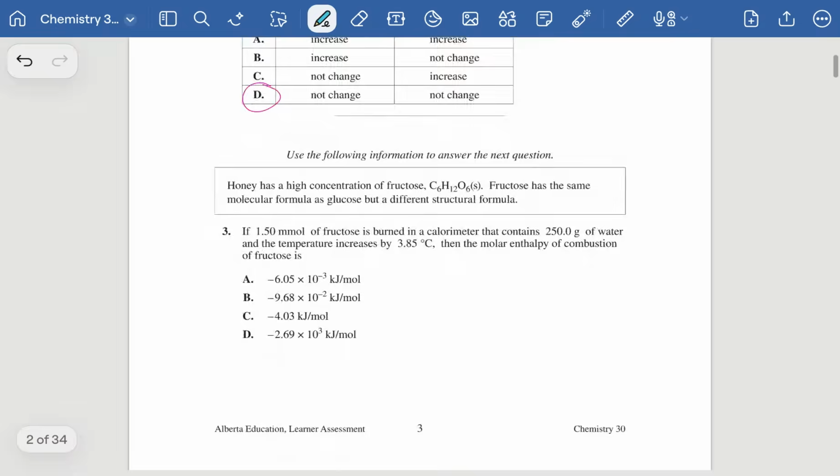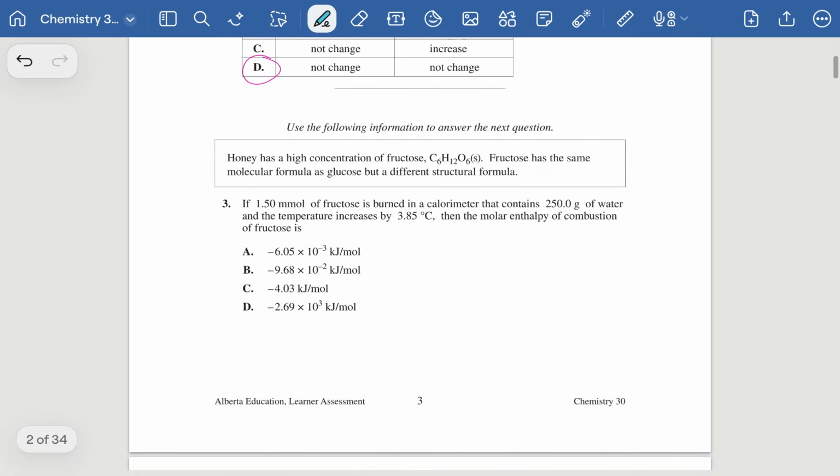Our next one here, we have some information about fructose. Then we get some millimoles of fructose burned in a calorimeter. We're told how much water there is and how it increased the temperature. So we are using the formula ΔH equals negative mcΔT, this side being about the fructose and the other side being about the water. So we can go ahead and fill in some values.